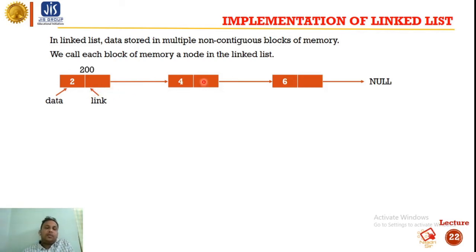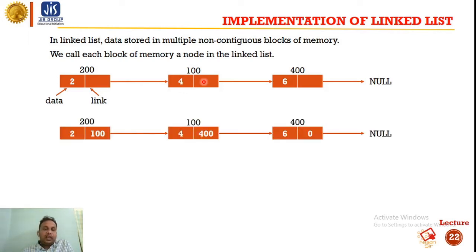Suppose the address of the first node is 200, the address of the second node is 100, and the third one is 400. Here one thing I want to mention: if the address of the first node is 200, it is not necessary that the address of the second node will be more than 200. It will be anywhere in the computer memory, so there is nothing like ascending order or descending order.